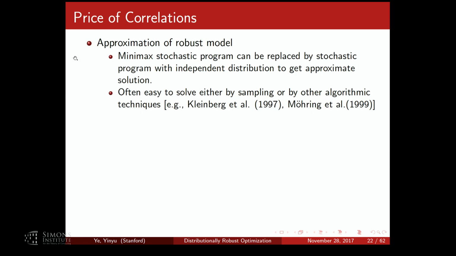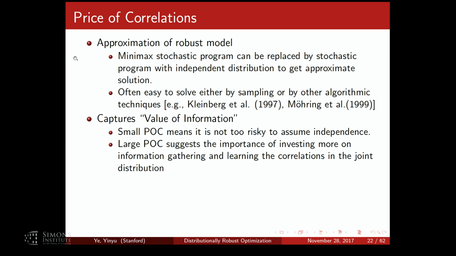So many stochastic problems, especially with independent distributions, get approximate solutions, basically because they're much easier to solve. You'll be able to use SAA once you know independence, and also capture value innovation. So if we have a provably small POC, it's not too risky to assume independence. If it's large, you really need to know the covariance between the random variables.